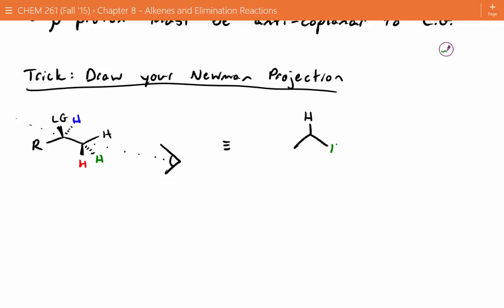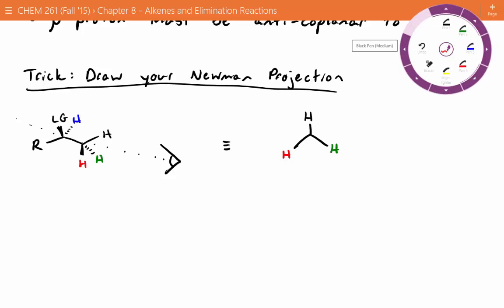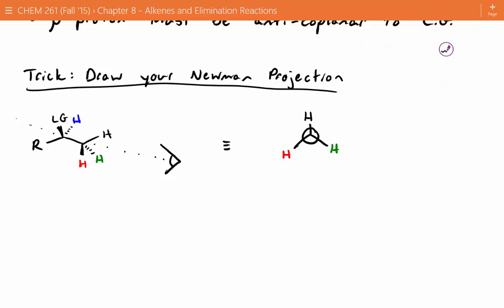There's disagreement. So let's imagine we're looking down this bond, the green hydrogen sticking into the board. So if we rotate it back out, the green hydrogen should be to your right. The red hydrogen should be to your left. Then we look at our back carbon. We've got three different groups coming off, two off the top. What goes off the top right? Yeah, the blue hydrogen, so we'll fill that in.